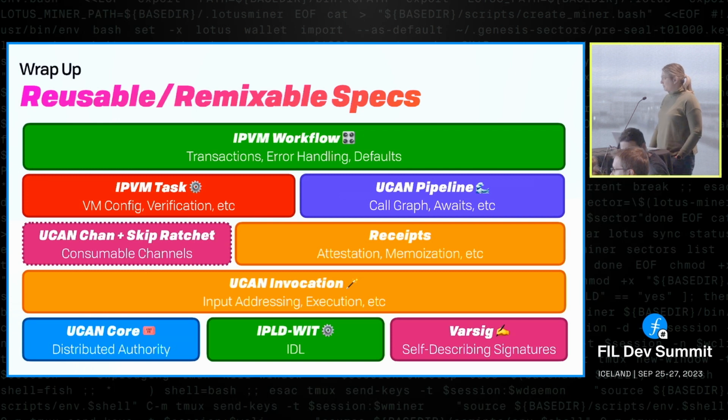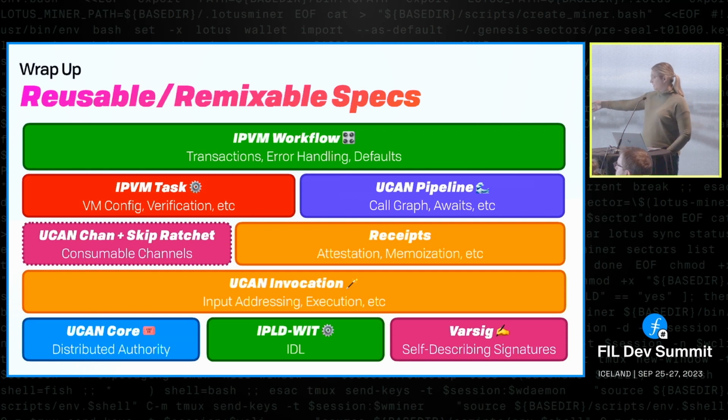Here's all the specs we've written for this. There's a bunch of work going into this still, especially UCAN channels for payments and other consumable resources. Workflow and tasks need some updating versus where we've actually gotten to, so the text should be getting updated shortly. If you don't like a part of this, you can swap out another bit that you're using.